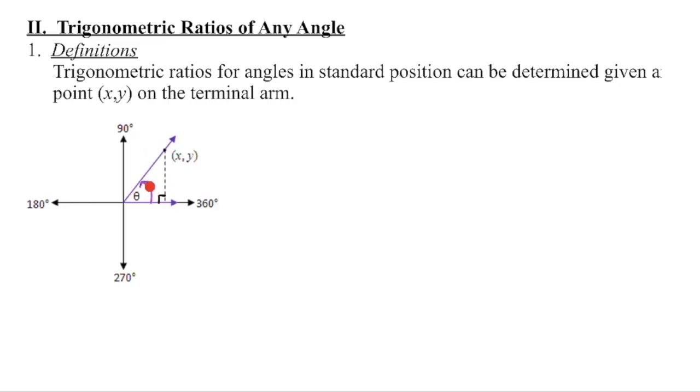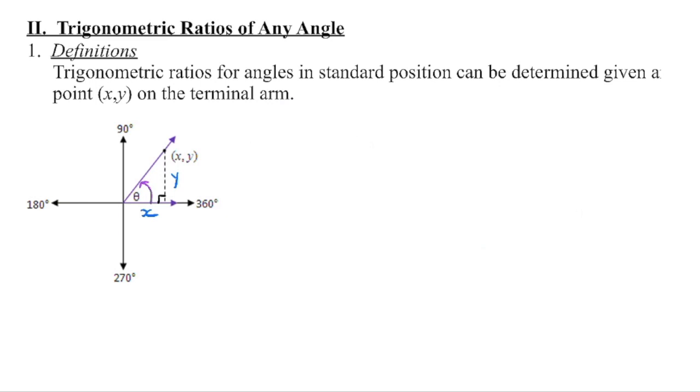For any angle in standard position, we can take a point that lies on the terminal arm of that angle, and then by going straight down, we can create a right angle with the x-axis. If this is the point, let's just use x and y for the coordinates. Whatever that x coordinate is, that's how many units over we're going on the x-axis, so that forms the base of my triangle. Whatever that y coordinate is, that's how many units we're going up on the y-axis, so that forms the height of the triangle.